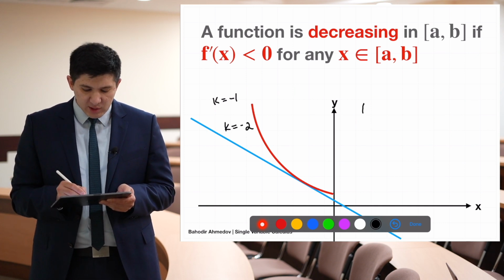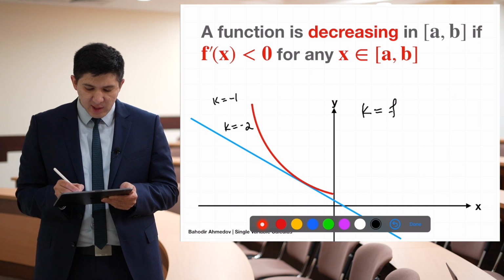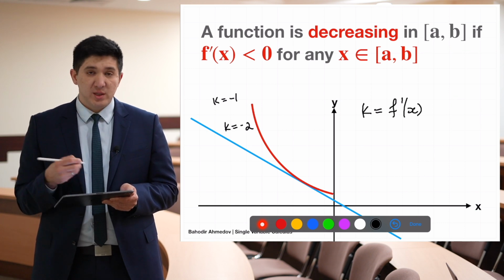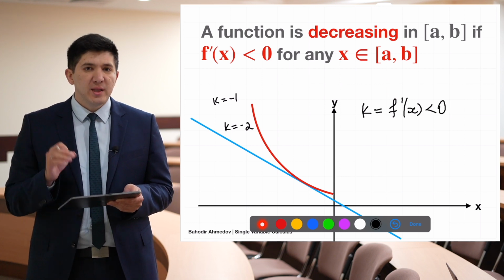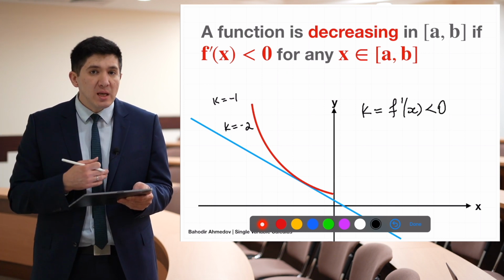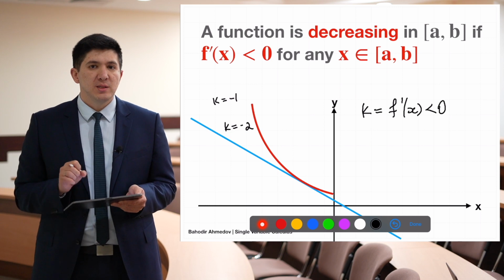And if you remember, the slope of the tangent line is nothing else but the derivative of this curve. And if the slope is negative, it means that the derivative is negative. This is how we understand whether the curve is decreasing.